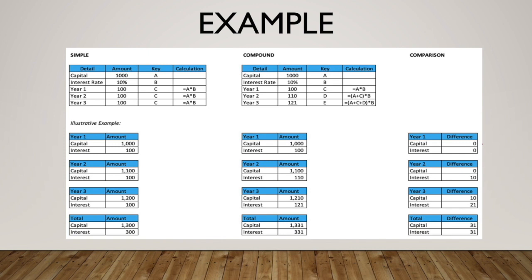For simple interest, you'll notice for both, the capital and interest rate stay the same as we saw in the previous slide. But here is where the change comes in. For simple interest, year 1, 2, and 3 will all be the same amount. The calculation being 1,000 multiplied by 10%.